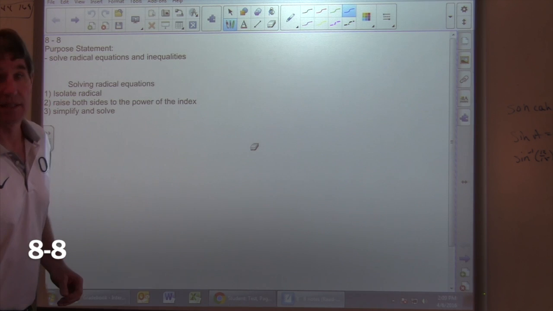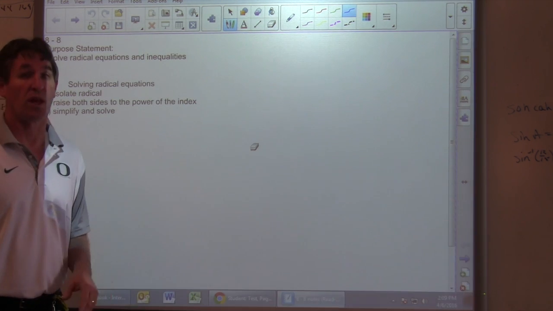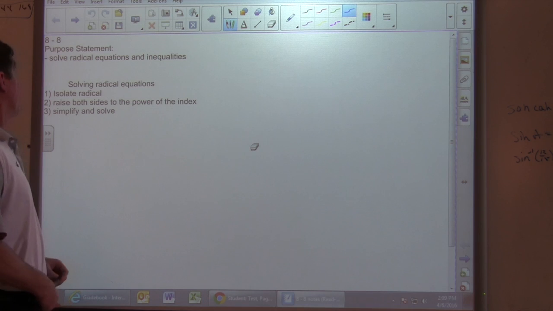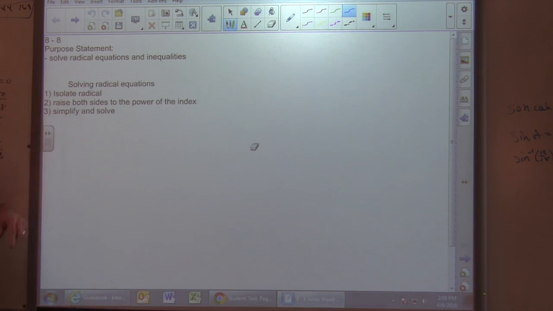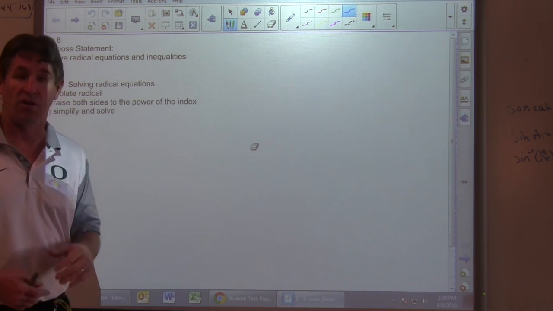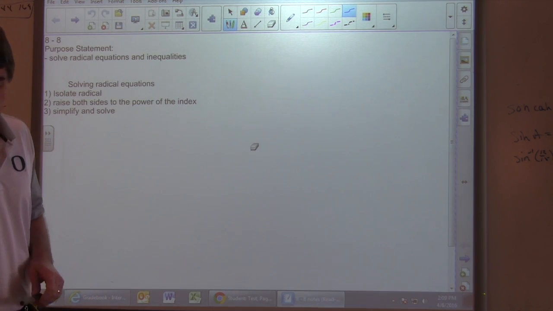All right, for 8.8, not a lot of notes, but I'm going to go through a lot of examples to make sure we're okay on this. So our purpose statement is to solve radical equations and inequalities, and then we're going to solve our steps for solving radical equations. The first thing you do is isolate the radical, which means get whatever's in the radical sign by itself. Then raise both sides to the power of the index, and then lastly you simplify and solve it just like all the basic algebra problems we've done so far.